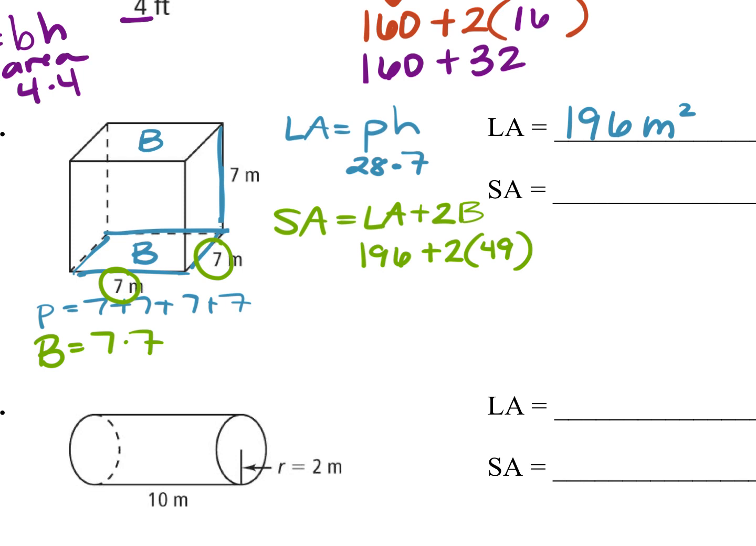294. Is that right? 294 square meters. Yeah, 294. So 294 square meters. Okay? Any questions on that?